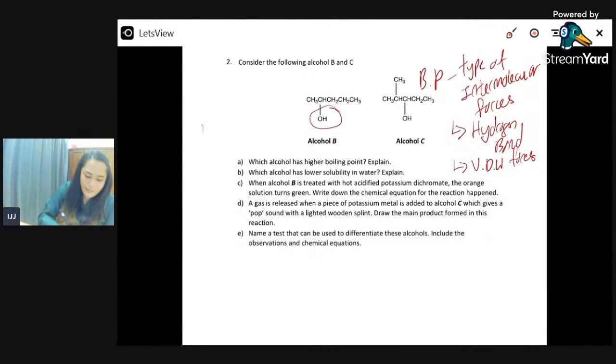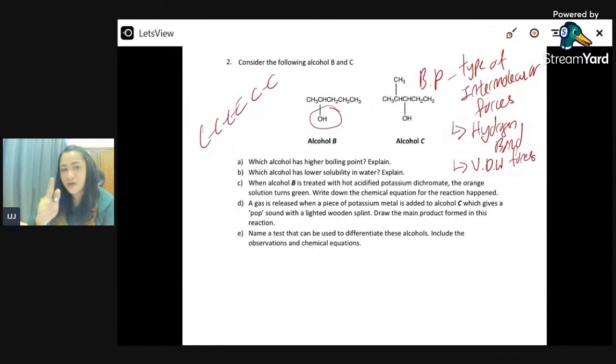Okay, contohnya kalau dalam alkane, this is your alkane. Okay, dalam alkane, sorry, I skip the hydrogen. Dalam alkane, the type of intermolecular forces cuma ada van der Waals. But in alcohol, it has both van der Waals and hydrogen bonding.